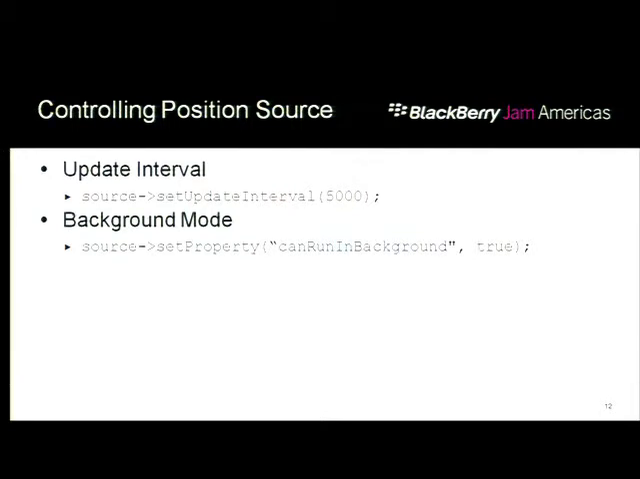There is also something called the background mode. The background mode is very important for applications that want to get location fixes, or continue getting location fixes, while the application is moved to the background by the user. So even if your app is minimized or it's totally out of focus, your application can still get location fixes, but you must set the can run in background flag to true, because this is set to false by default, because not all applications need it, and we want to save on battery.